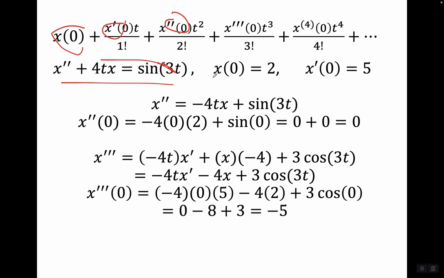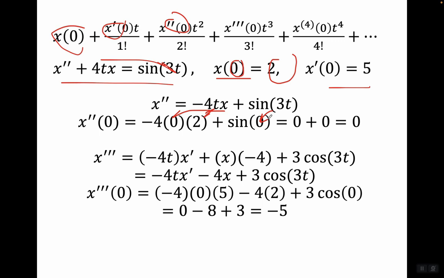We already know x of 0 and x prime of 0. We're good to go there. We need x double prime of 0. Well, for that we just plug in t equals 0 and x equals 2. That's what we get. Sine of 3t, in other words, sine of 0. Okay, that's going to be 0 plus 0, or just 0.